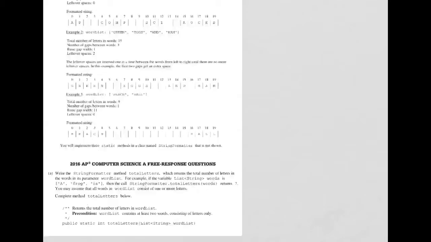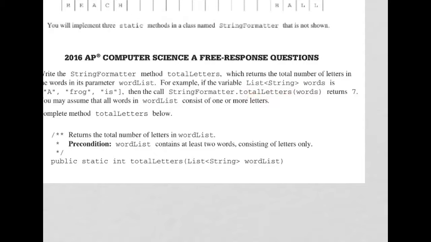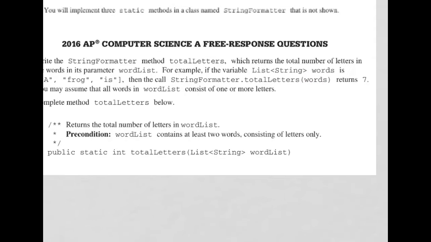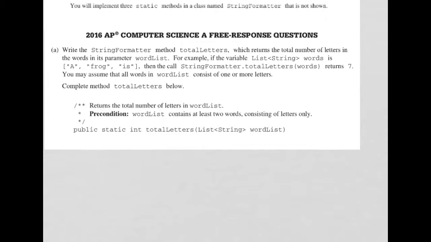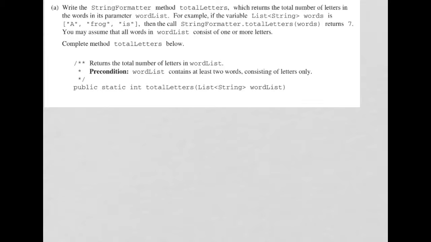For example, if the variable listString words is a frog is, then you call the StringFormatter dot totalLetters. So StringFormatter is the entire class, right? Well, I guess it doesn't give us an outline. So we would call this method and pass it the list of words, and then it returns 7 because there are 1, 2, 3, 4, 5, 6, 7 letters in there. You may assume that all words in wordList consist of 1 or more letters. Okay, great. So this one shouldn't be too bad.